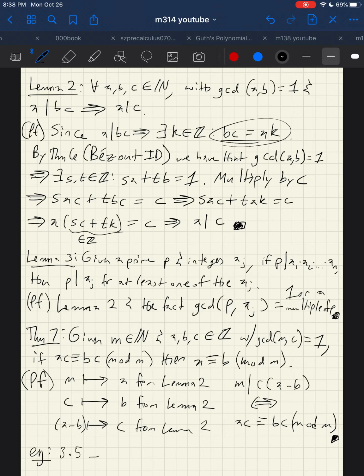Here's my example. 3 times 5 is congruent to 3 times 7 mod 6. So we can check this. 3 times 5 is 15, which is congruent to 3 mod 6. 3 times 7 is 21, which is also congruent to 3 mod 6. But I can't just cancel these 3's off of both sides, because we notice that 5 is not congruent to 7 mod 6. And the reason this broke down is because the GCD of 3 and 6 is not 1. The GCD of 3 and 6 is 3. 3 divides 6, in fact.